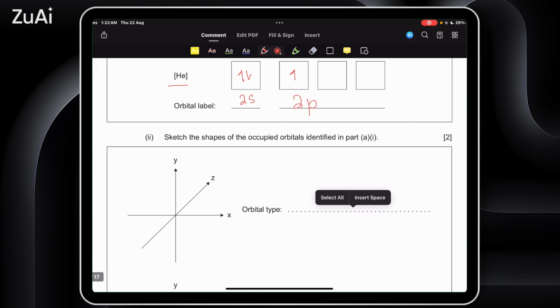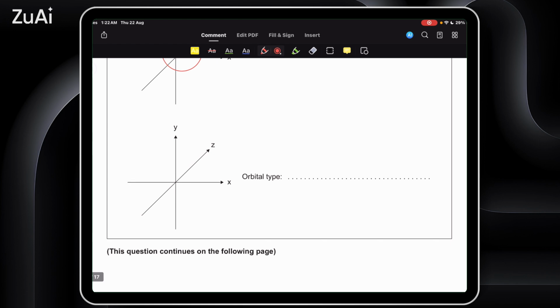Sketch the shape of the occupied orbital, identify the p orbital. So the occupied is s. The shape is spherical. Also there is a p orbital as well. So that is px. That's why you have to draw it on the x axis.